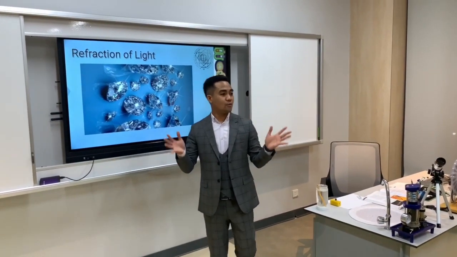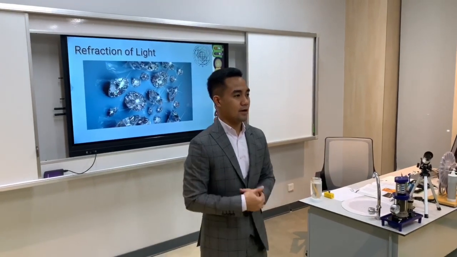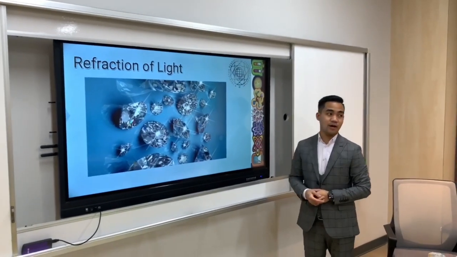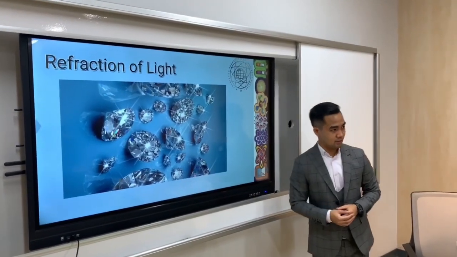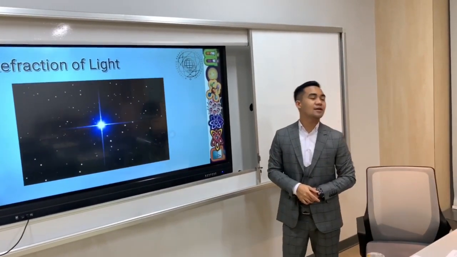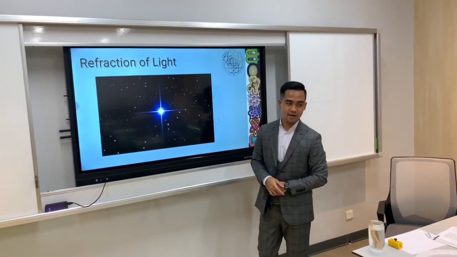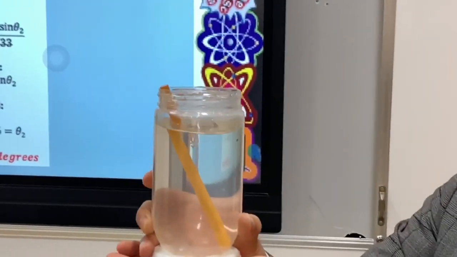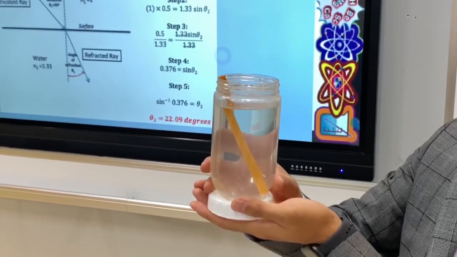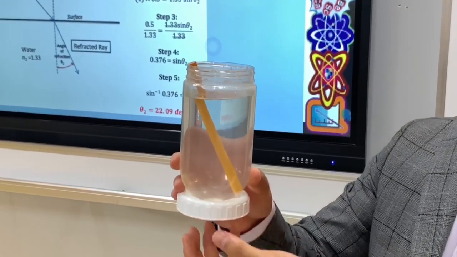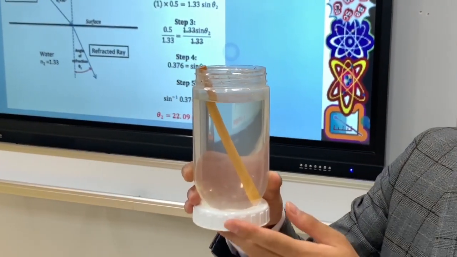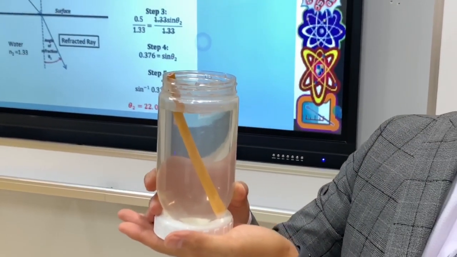Actually, we can see refraction everywhere, okay? From the sparkling diamonds. Yes, you heard it right. Refraction makes it possible, so you appreciate the beauty of these diamonds. And we have the twinkling stars, okay? And of course, the pencil is partly immersed in water. Because of the refraction of the light coming from the part of the pencil that is underwater, the pencil appears broken. So the word refraction is related to the word fractured, meaning broken.